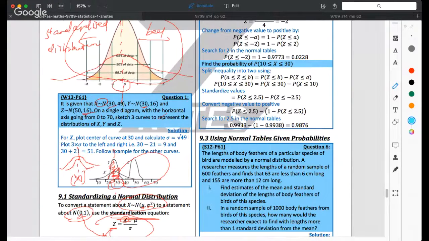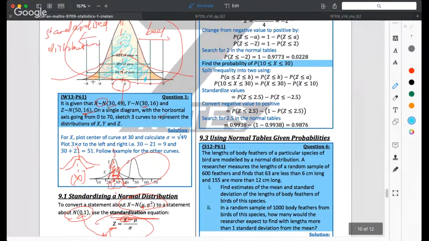So for each value, if I give a value here, I can see what's the probability before that, or on the left-hand side of that. But that only works for the standard normal distribution. It does not work for every distribution. So in order to use that table, we need to convert every normal distribution back to the standardized normal distribution.